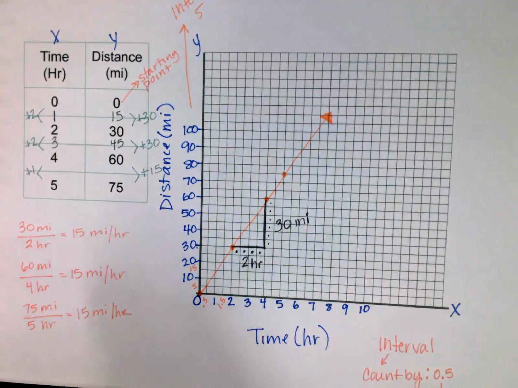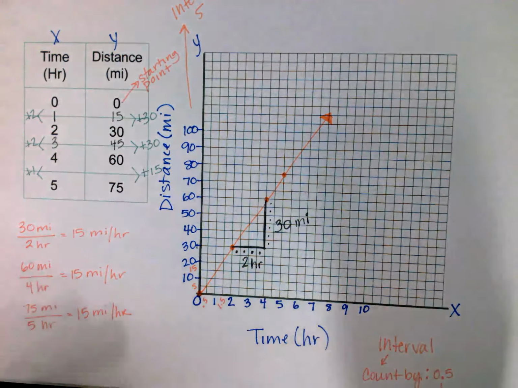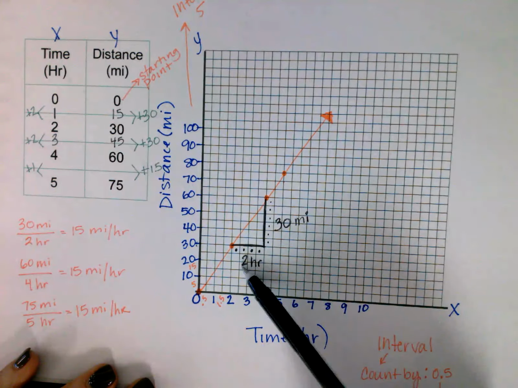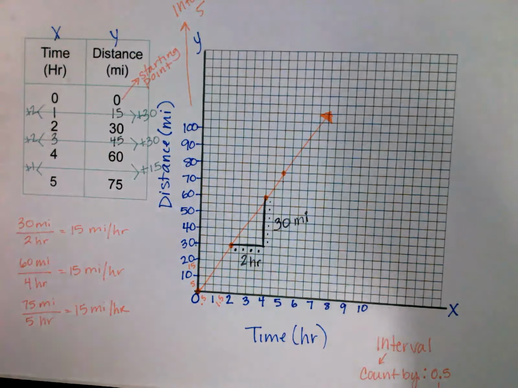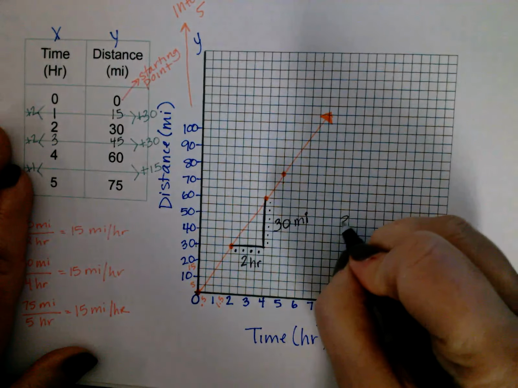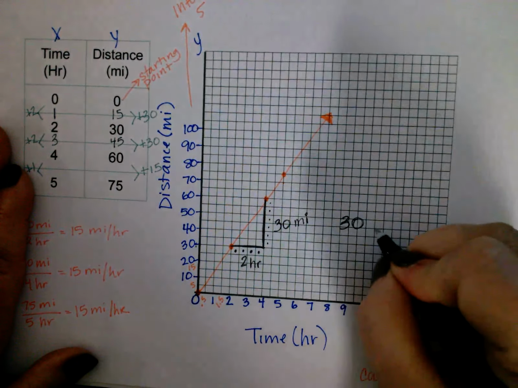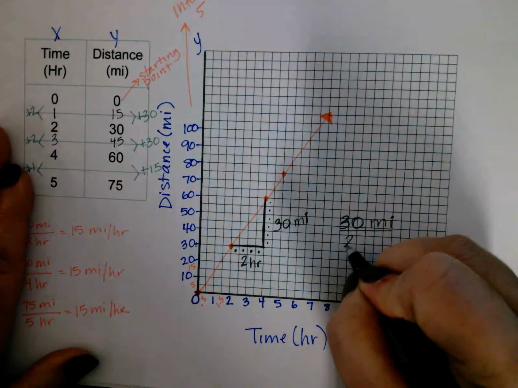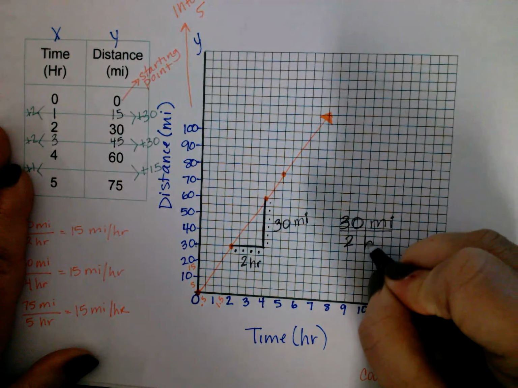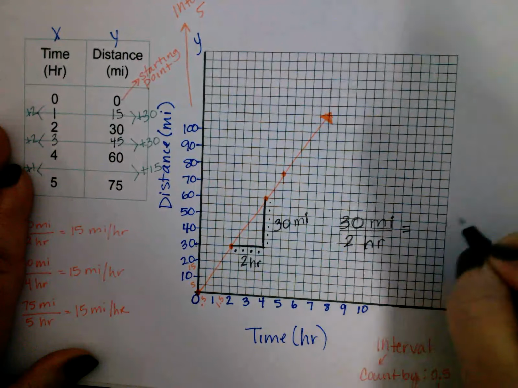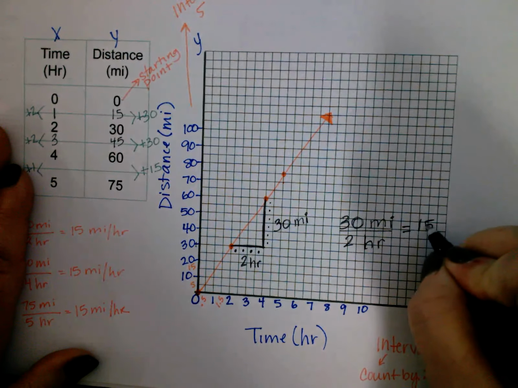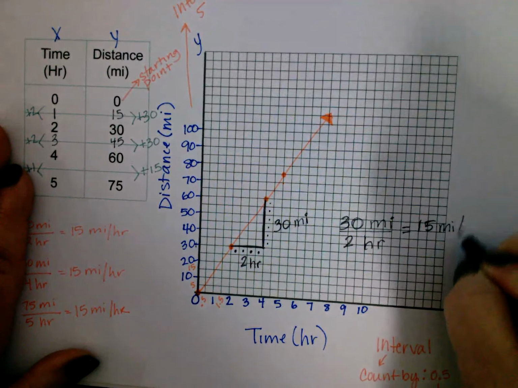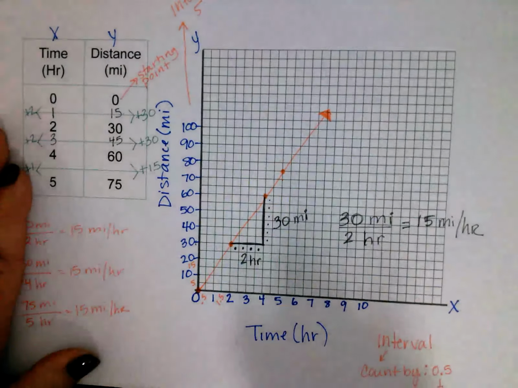We're going to calculate the speed in miles per hour. That would be 30 miles in 2 hours. That gets me 15 miles per hour.